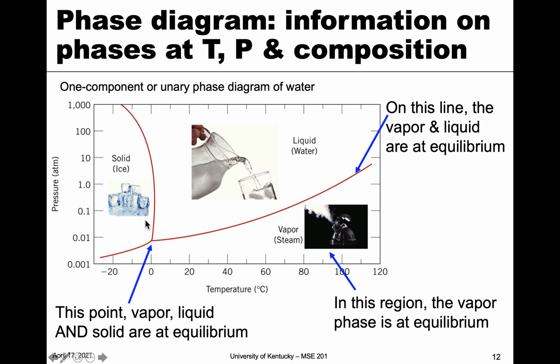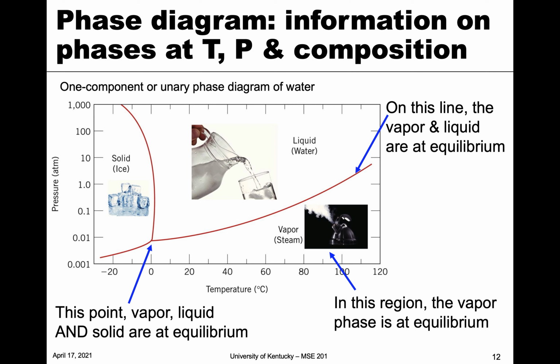This one shows temperature on the x-axis and pressure on the y-axis. The different regions of the phase diagram correspond to different phases. In the bottom, you see vapor or steam. In the top, you see liquid or water. And over here on the left, solid or ice. Those are the three regions where you see different phases.